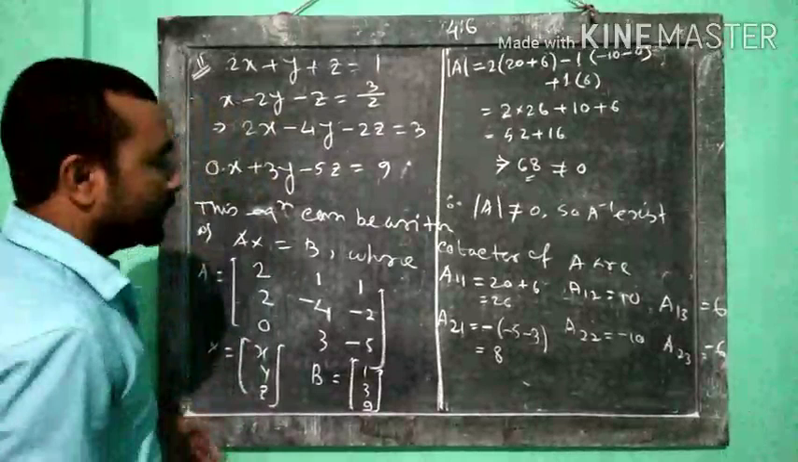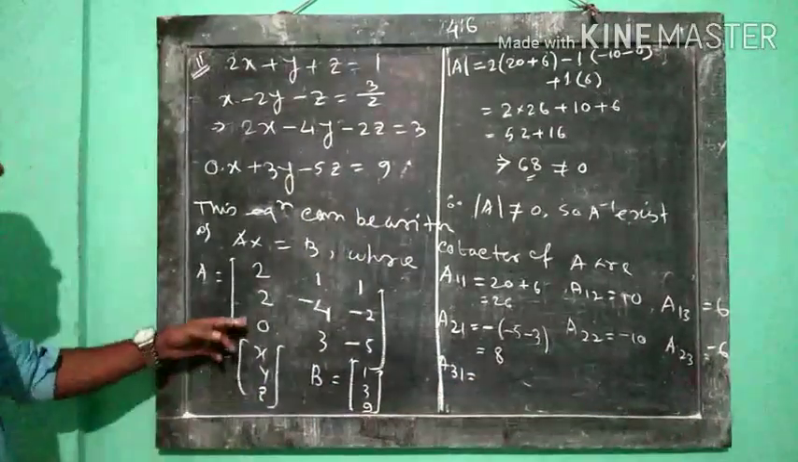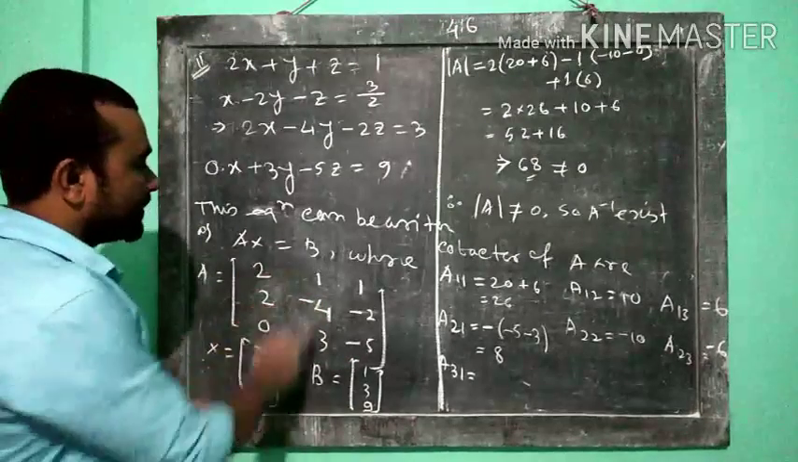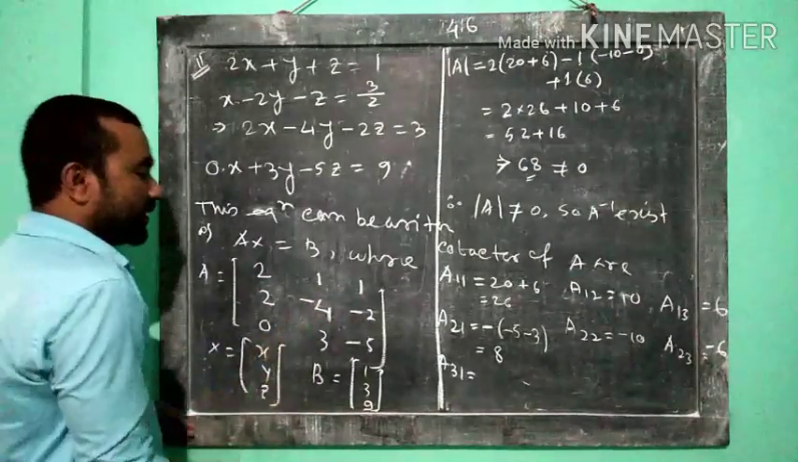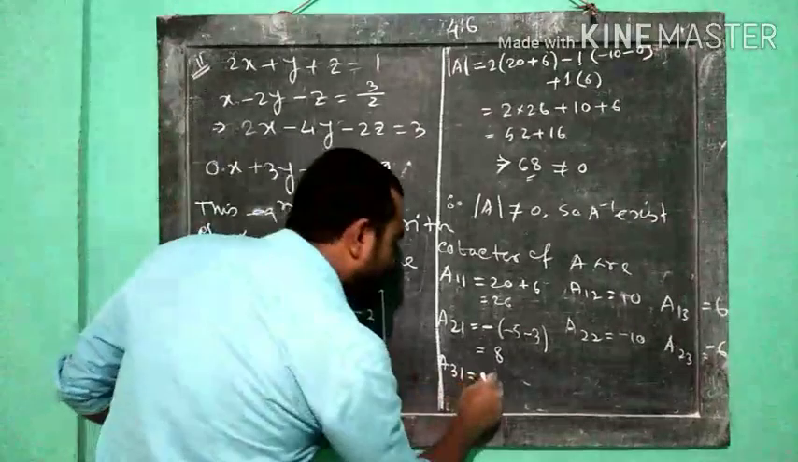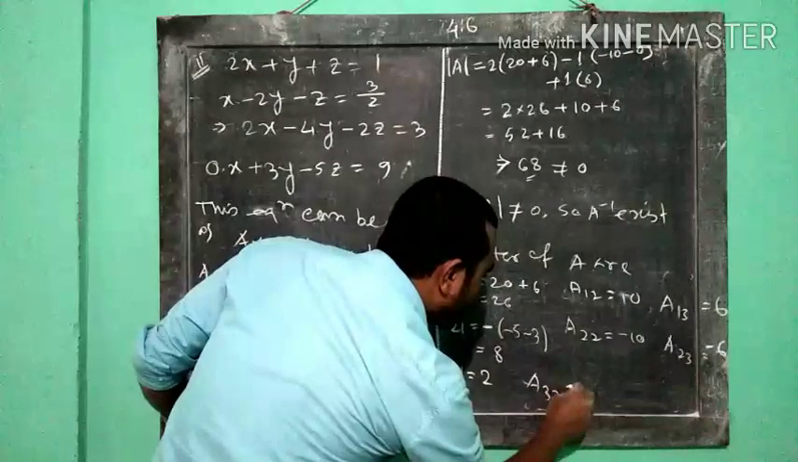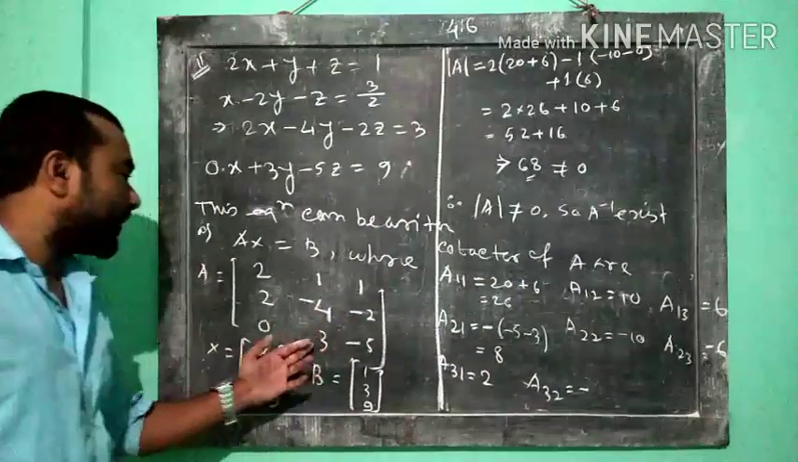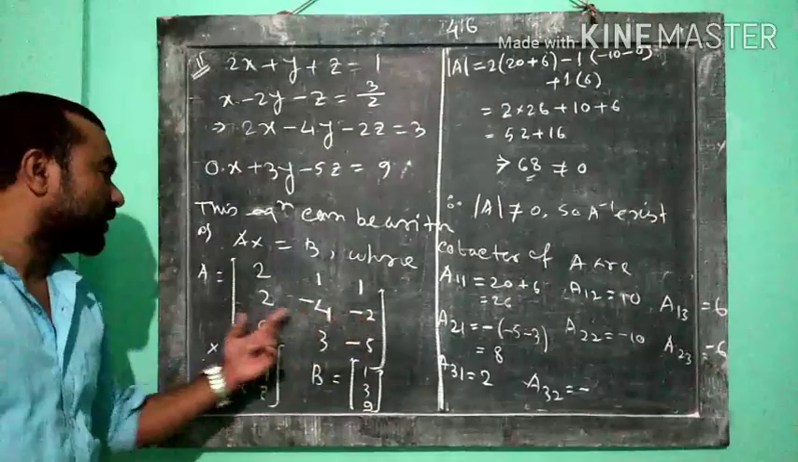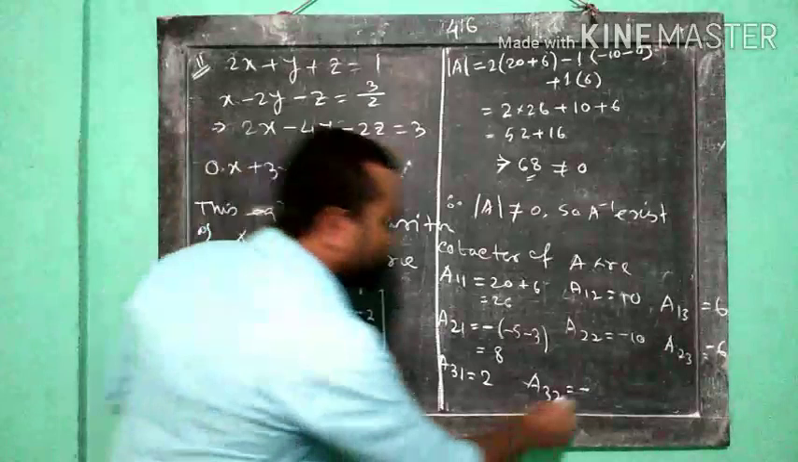And lastly, a31. A31 cancelling by this and this. Then this is minus 2. Minus minus is plus 4. Then 4 minus 2 is 2. So a32 sign should be negative here. Cancelling by third row and second column. Then 2 into 2 minus 4 minus 2. Okay. Minus 4 and minus 2 is minus 6.